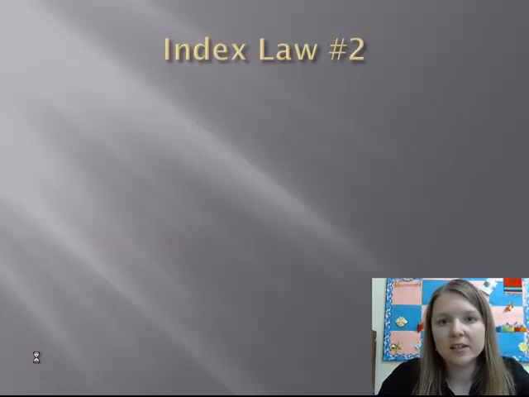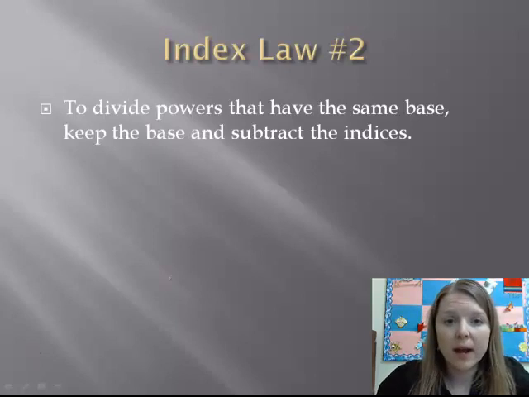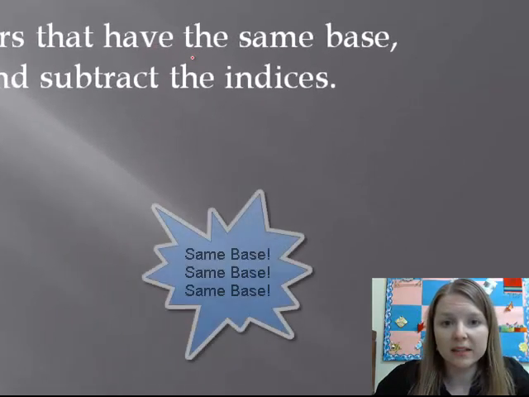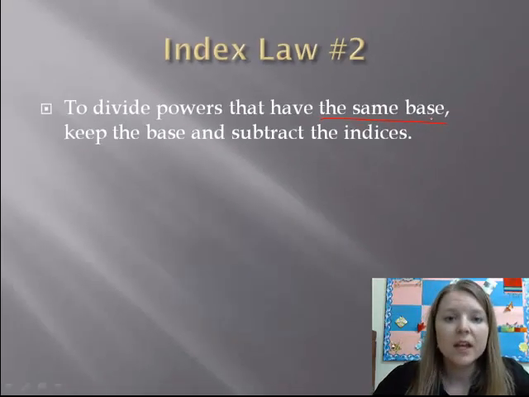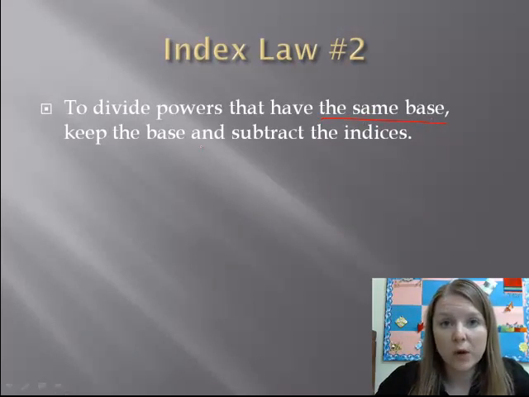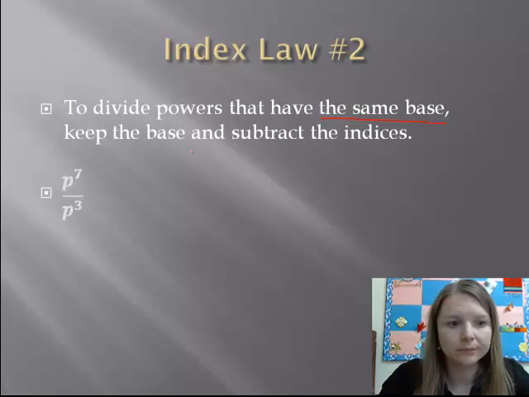The second index law has to do with dividing powers. So when we are dividing powers that have the same base, again, that same base, that's key. You have to have the same base, or else this law does not apply. You keep the base, so nothing changes about the base, and you subtract the indices, you subtract the exponents. So what does that look like?